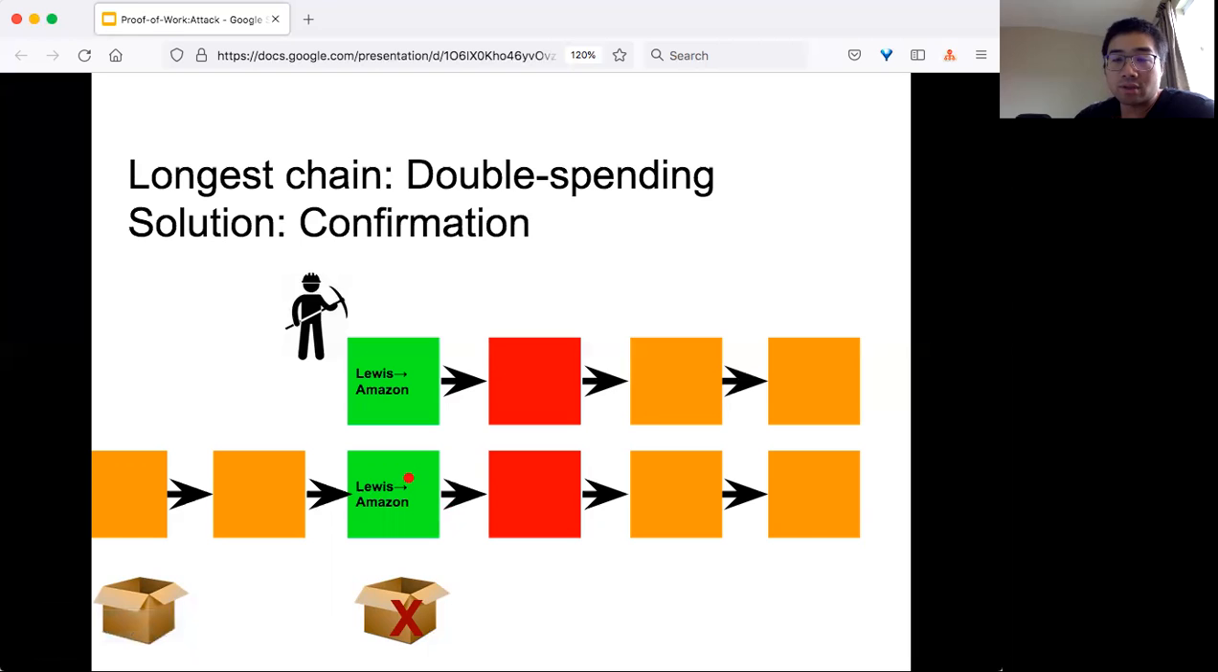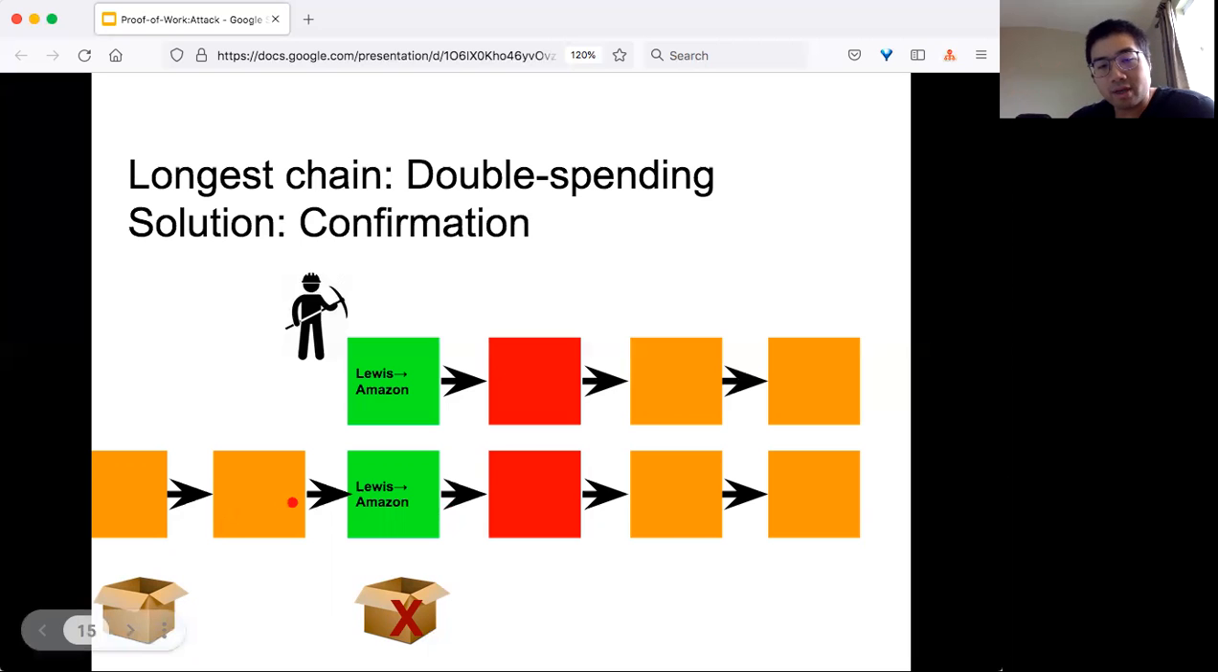But actually, if you need to stop double spending, then that's not the case. Amazon shouldn't send me the package at this point. It should wait until the blockchain becomes longer, until other blocks are appended to this green block. If the number of confirmations is at least 2, then Amazon can send me the package. And that's how confirmation works.